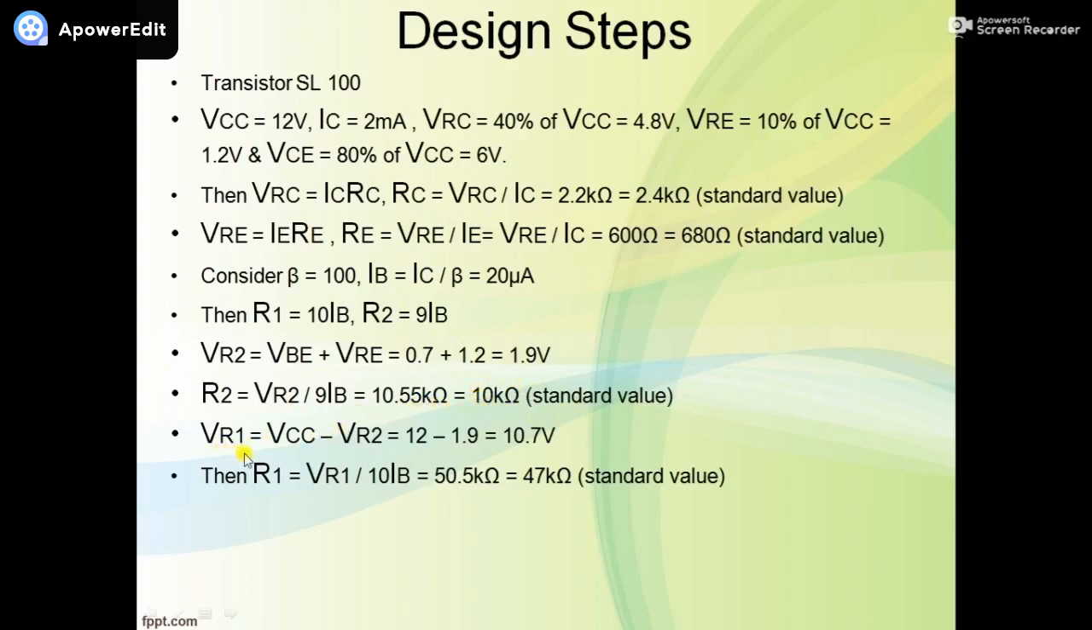Next VR1, that is the voltage across R1. This is represented by VCC minus VR2. VCC is 12, VR2 is 1.9, so we are getting 10.7 volt. Then the R1 equation: R1 is equal to VR1 divided by 10 IB. VR1 is 10.7, 10 into IB is 20 microampere, so we are getting the standard value of 47 kilo ohm.